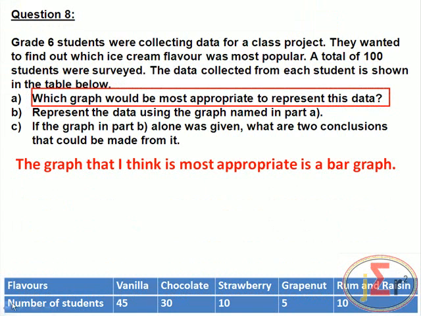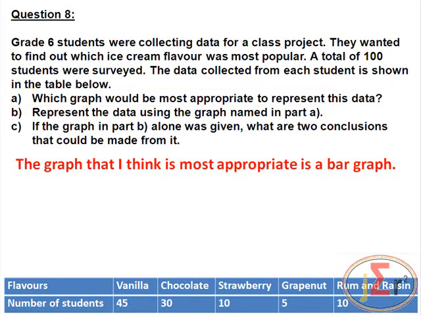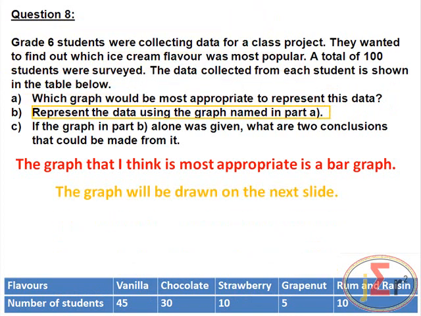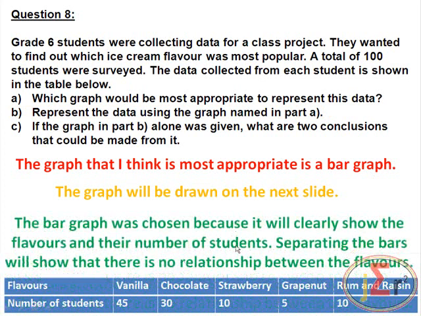We have flavors of ice cream and the number of students associated with them. Which graph could be used? The graph that I think is most appropriate is a bar graph. The bar graph is the one that we think is an excellent way of representing the data. And why? The graph will be drawn on the next slide. But why do we think that the bar graph is appropriate?